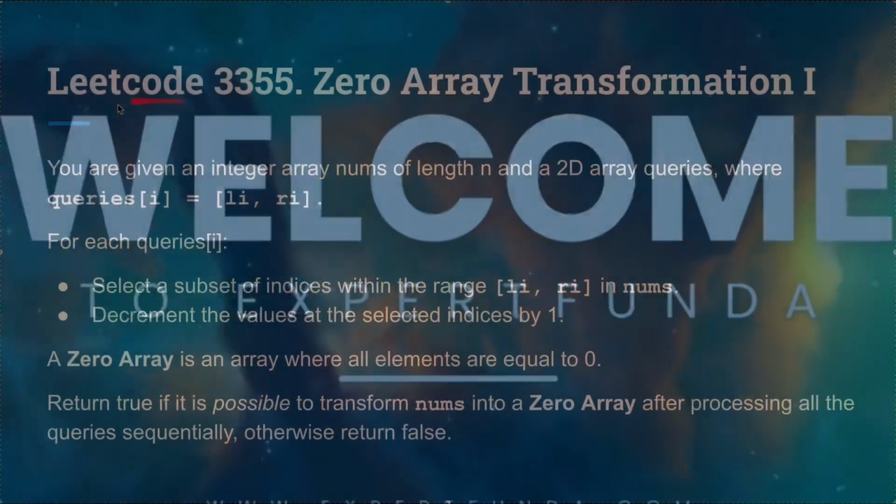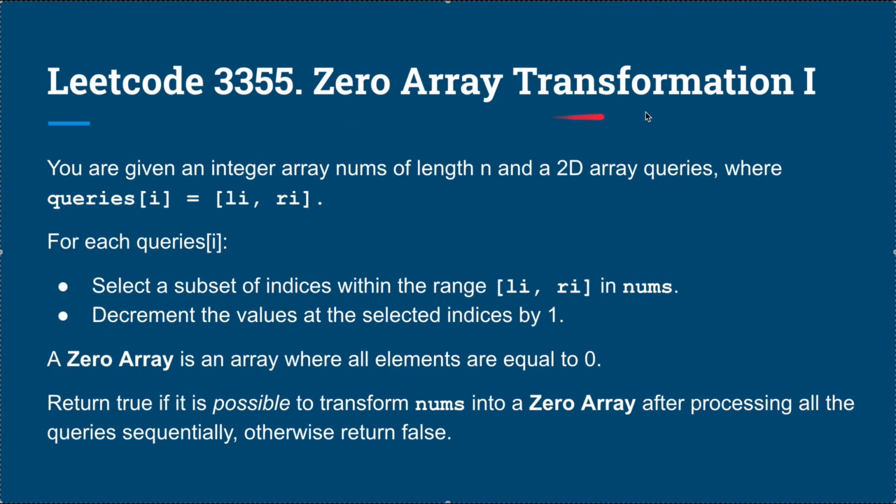You're going to understand today's Leetcode question, that is Zero Array Transformation 1. So let's read this question. You are given an integer array nums of length n and an array queries. Means two things we have been given, the array and the queries, where queries[i] holds a left index and a right index, li and ri.